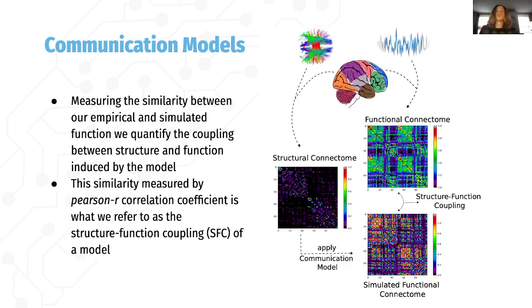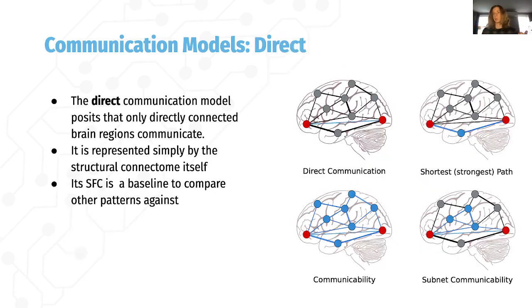So how do we quantify the efficacy of a communication pattern? Well, we measure the similarity between our empirical and our simulated functional connectome. We quantify the coupling between structure and function induced by our model in this way. This similarity, as measured by the Pearson's R correlation between these two matrices, is what we refer to as the SFC of a communication model.